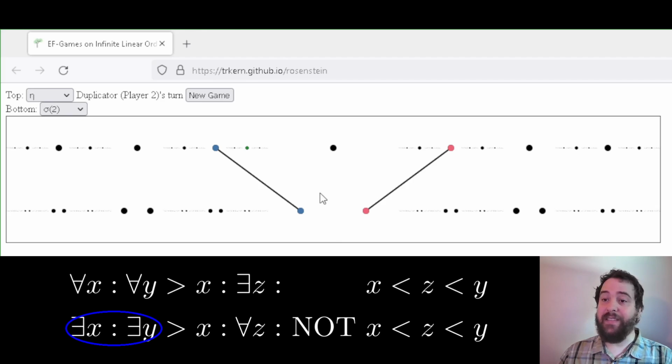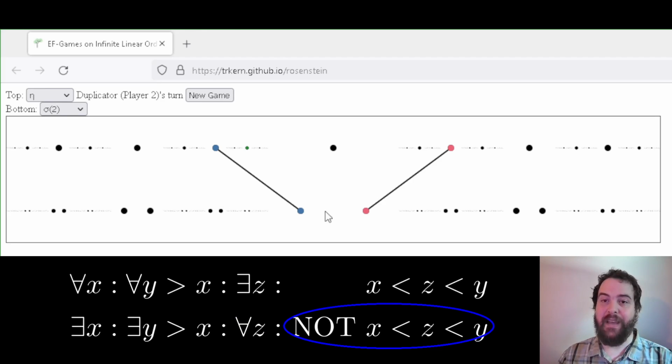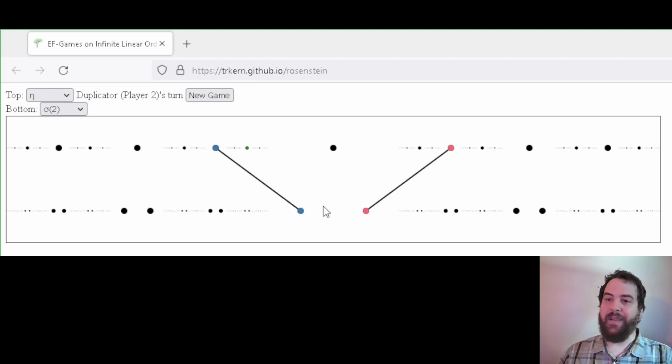So we see that there is a point x and there is a point y down in the bottom linear ordering that spoiler can play at, so that for any points x and y up at the top that the duplicator matches it to, there's going to be a z between x and y in the top linear ordering, and there isn't going to be a z. No matter which z duplicator picks in the bottom linear ordering, it's not going to be between x and y. So again, we see this being able to read off the strategy from a formula in first order logic expressing the difference between these two structures.